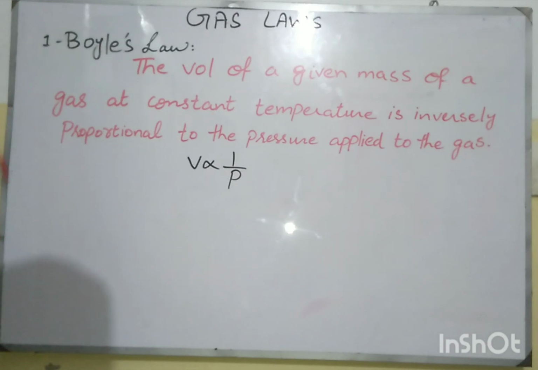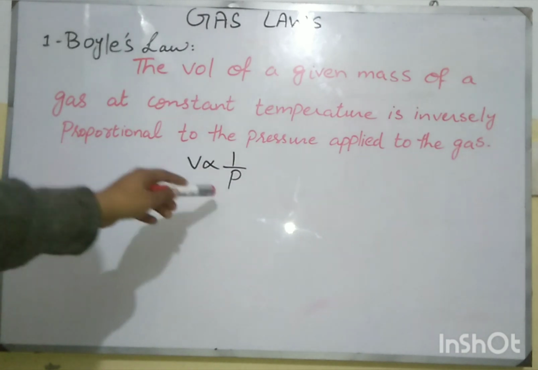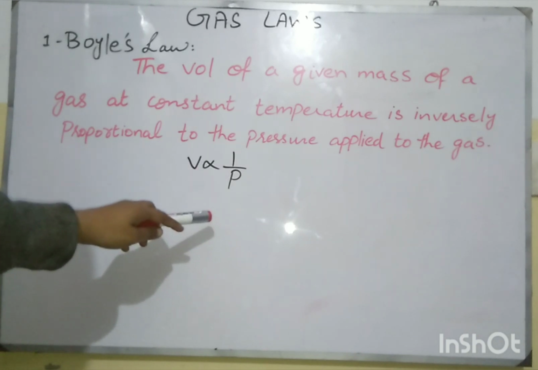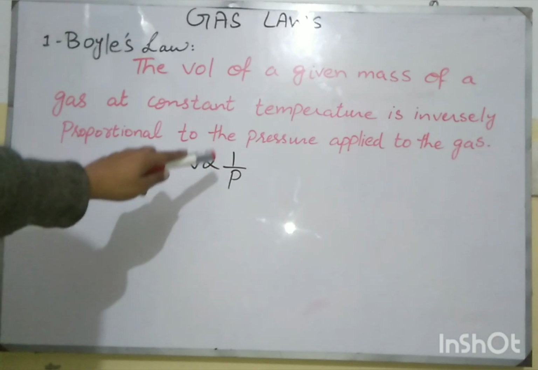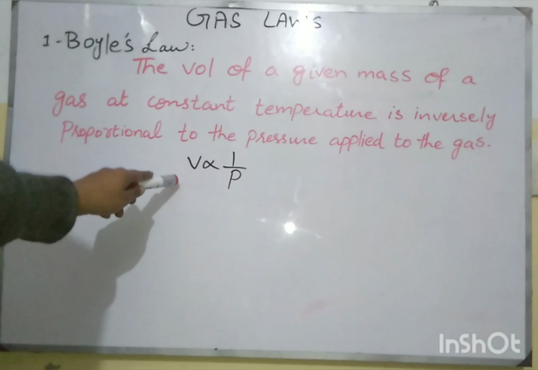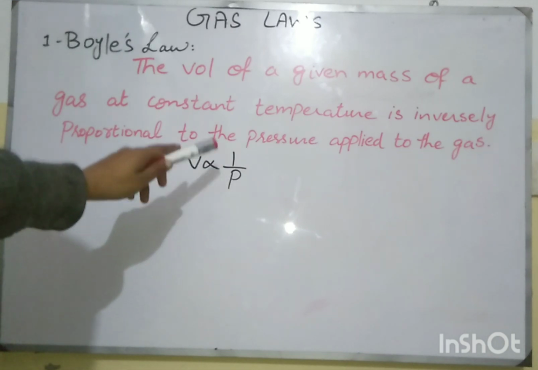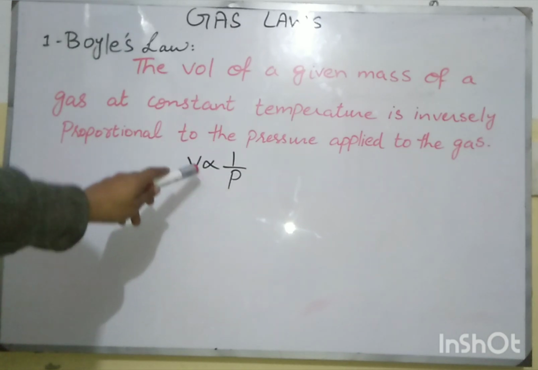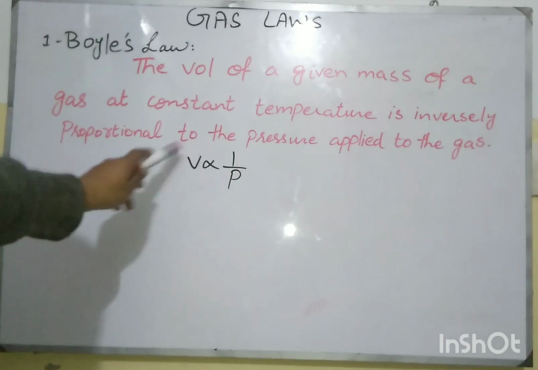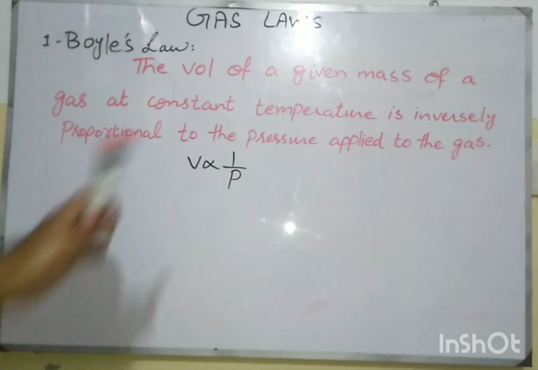What is the meaning of inversely proportional? Inversely proportional means if one quantity is increasing, the other one will decrease, and vice versa. So here volume and pressure are inversely proportional to each other. It means if we apply more pressure, then volume will decrease, and if we lessen the pressure, the volume will increase.